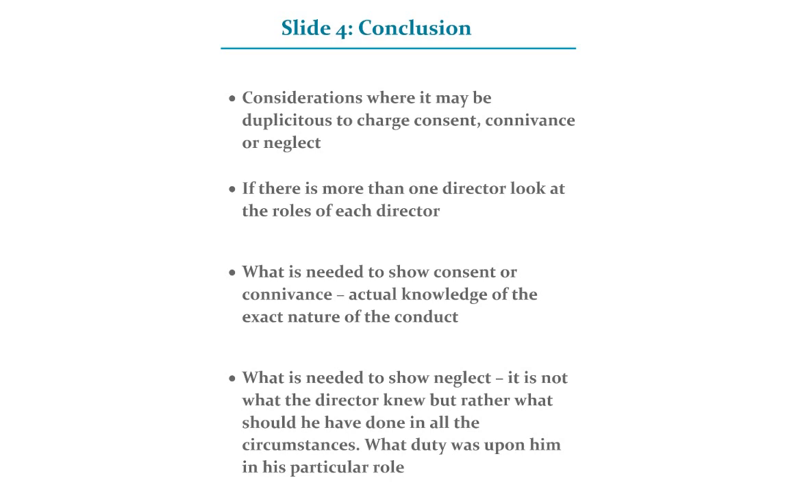But when you do have evidence to show that one director was in charge of a particular area, and that you can see that it was therefore his duty to act and that he should or ought to have known, then just charge the one director. It's not acceptable or appropriate to have a scattergun approach if you have the evidence to support one director being responsible. So what is needed to show consent or connivance?